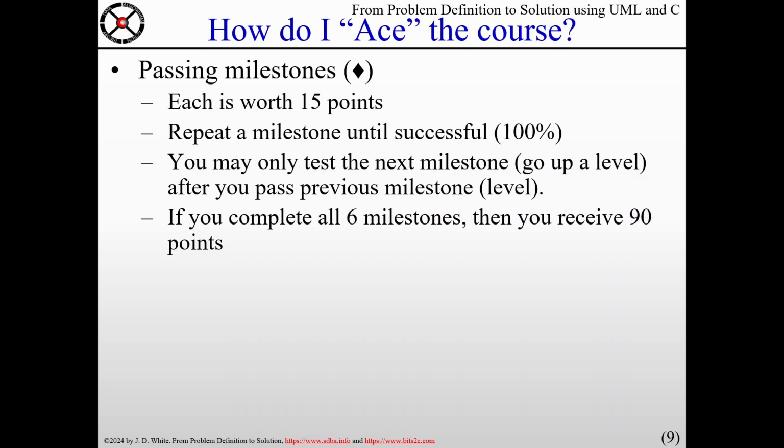Each milestone is worth 15 points. You can repeat a milestone until you are successful. In other words, you pass the milestone, you get 15 points. You don't pass the milestone, you get 0. You try again. You don't go to the next level. It's like a video game, right? You're at one level, you go through everything, you get to go to the next level. You may only go to the next milestone after you pass the previous milestone. If you complete all 6 milestones, you will receive 90 points.